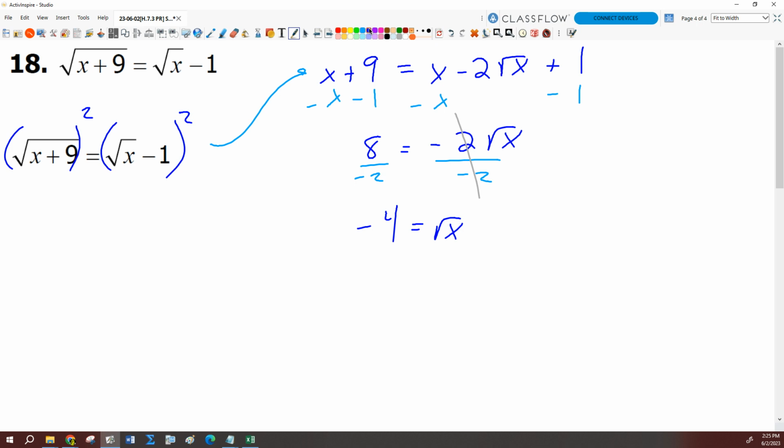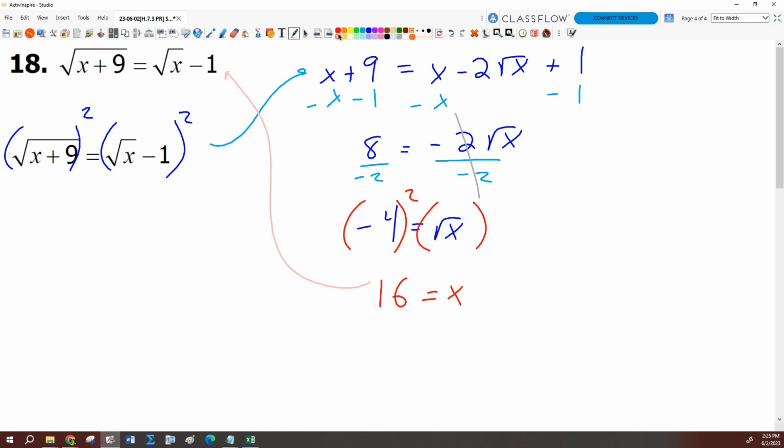Now what? Okay, square both sides. X equals 16. Oh, it's not going to work, is it? Okay, so if I square both sides, we get x equals 16. We'd have to check that, right? So if I go plug that back into my original equation, what are we going to get?